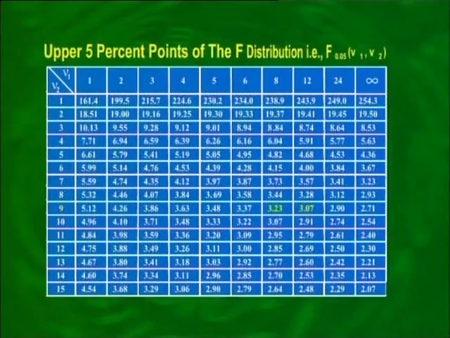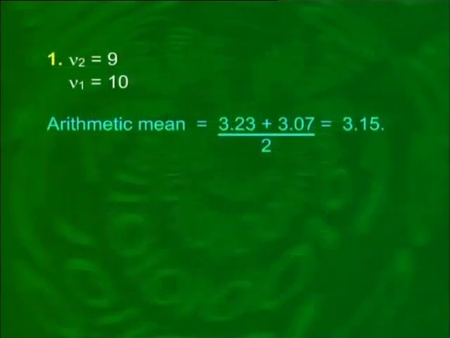To ab agar hum 11, 9 dekhna chahte hain, to iska matlab hai ke top row se 11 ke niche ja aana chahiye aur first column mein 9 ke against hume jana chahiye. Now, agar hum 9 ke against dekhen, to 8 ke under the value is 3.23, jabke 12 ke under the value is 3.07. Iska matlab ye hua ke 11 ke under jo value hogi against 9, that will be somewhere between 3.23 and 3.07.